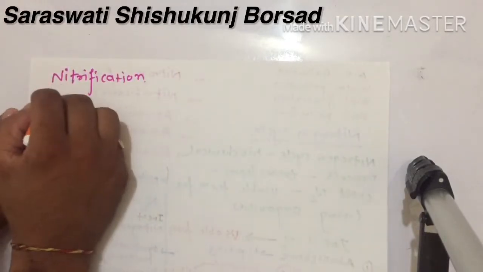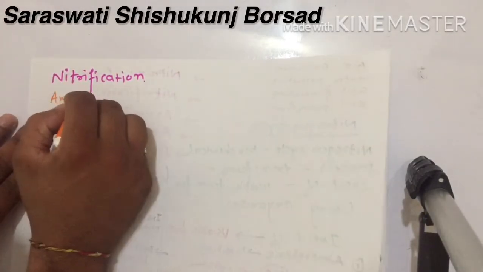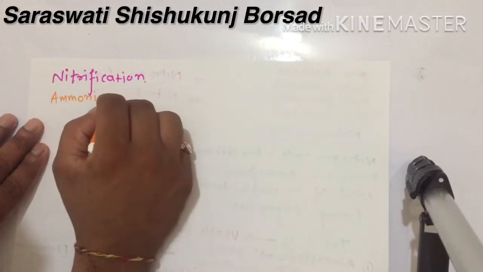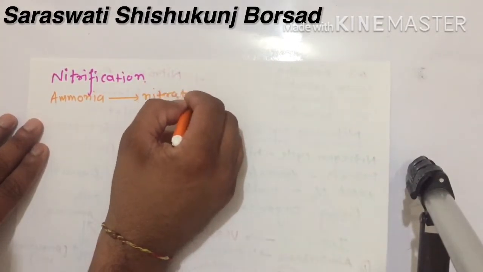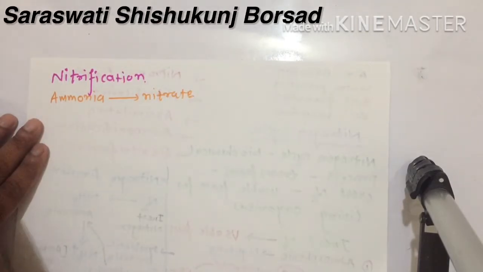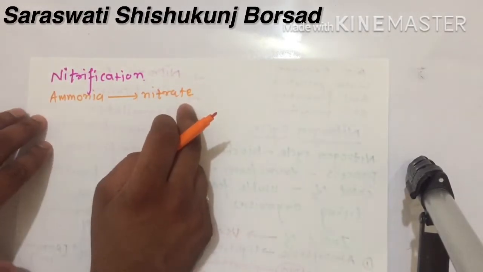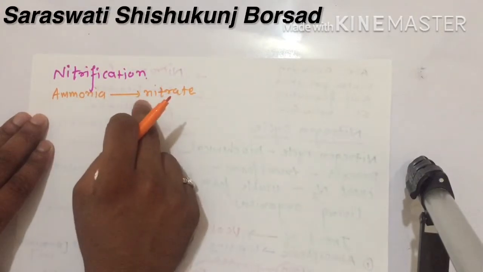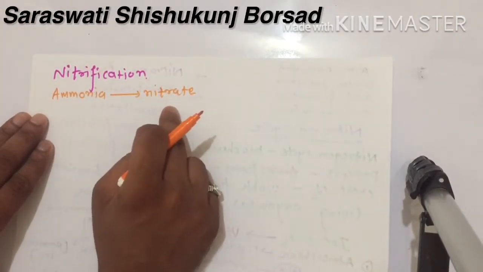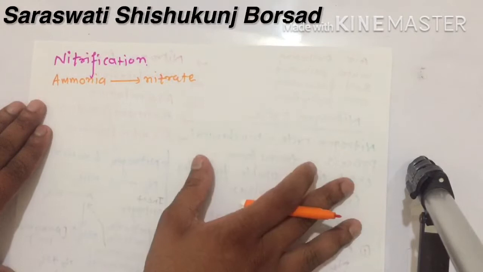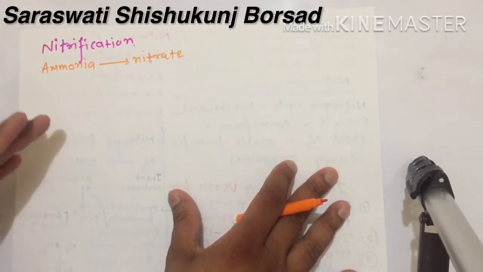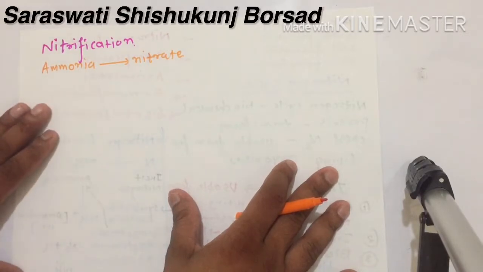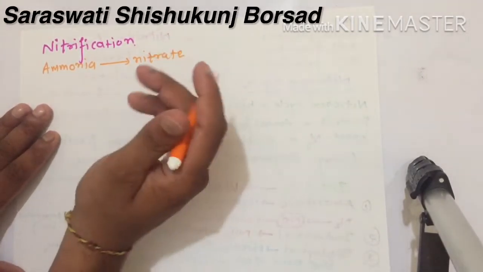Again, it's a process in which ammonia is converted into nitrate by the presence of some bacteria. This ammonia may convert into nitrite and then into nitrate. Okay, so let us understand what happens here.